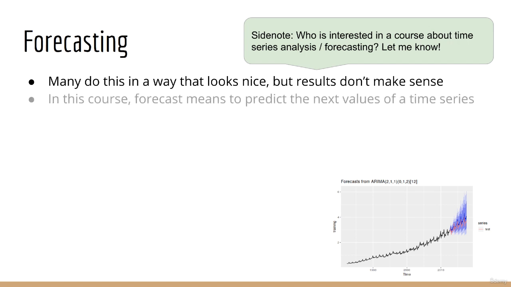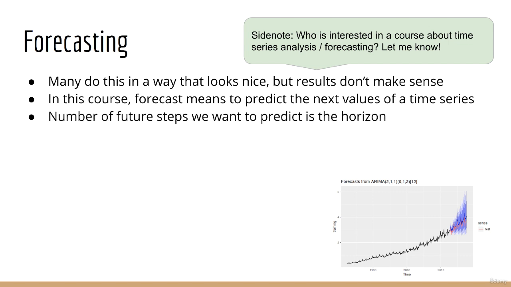In the way that we mean in this course, it means that we have a time series, and our job is to predict the next values of this time series. Importantly, notice that I used the plural there. We want to predict multiple values, not just one value. The length of time that you want to predict is called the horizon.